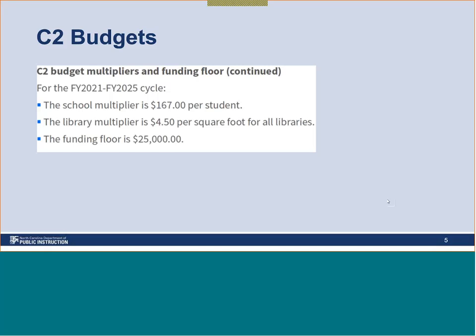So there are 3 things to know for the most part about your Category 2 budgets. There is a multiplier. It really sounds terrible, but it includes $167 per butt in a chair, so per enrolled student in your brick and mortar schools. For libraries, your multiplier is $4.50 per square foot for all of your libraries. If you are a single charter or a single library, your funding floor is $25,000, and we'll discuss how we get to those numbers in a moment.